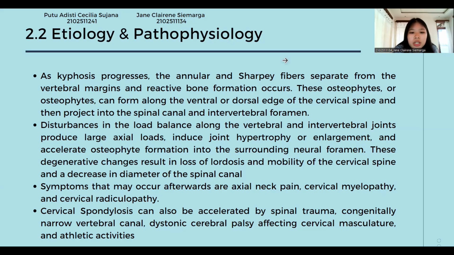These degenerative changes result in loss of lordosis and mobility of the cervical spine and a decrease in the diameter of the spinal canal. Symptoms that may occur afterwards are axial neck pain, cervical myelopathy, and cervical radiculopathy. Cervical spondylosis can also be accelerated by spinal trauma, congenitally narrow vertebral canal, dystonic cerebral palsy affecting cervical musculature, and athletic activities. That's all from me. Thank you.